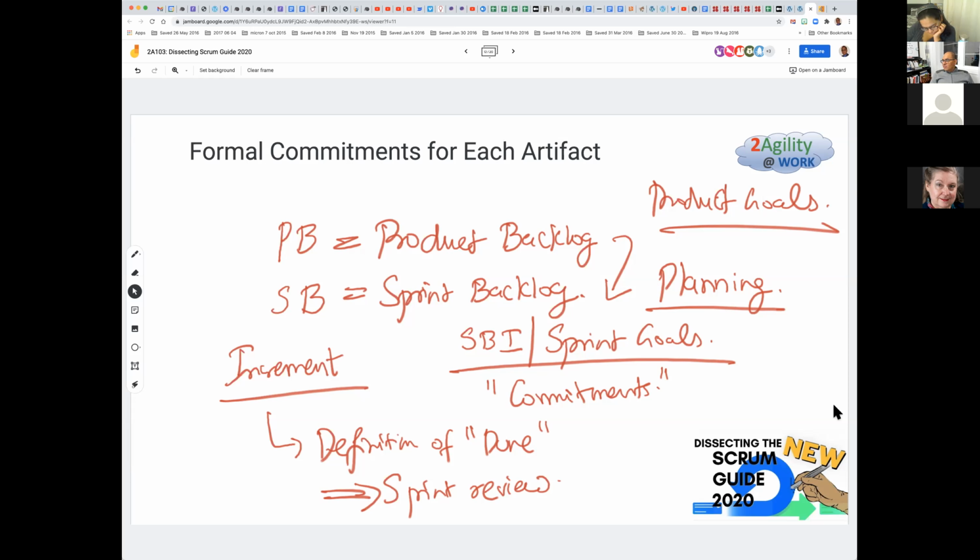So the next one that we had is self-organization and self-management. And then we have accountability versus responsibility. Now these are kind of related. Accountability and responsibility are highly interrelated to self-organization and self-management. So why don't we start looking at what these terms are and what they mean?